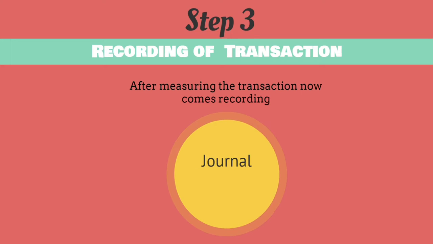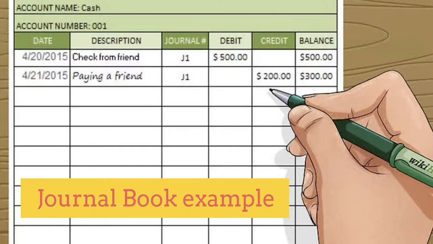Step 3 is recording the transaction. After measuring the transaction, recording takes place. This is an example, or you can say the format, of a journal book where financial transactions are recorded.